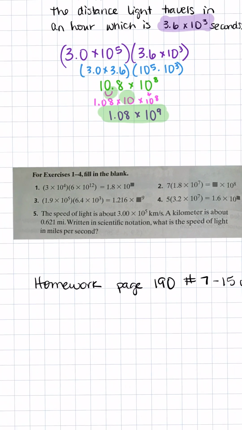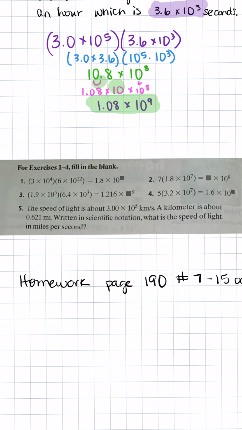Okay, so let's look at these together. So if we are going to multiply these, right? So here we know 3 times 6 equals 18. But this is 1.8, which means 10 was taken out. So if we have 10 to the 1st plus this 4 plus this 12. 12 plus 4 is 16 plus 1 is going to equal 17.